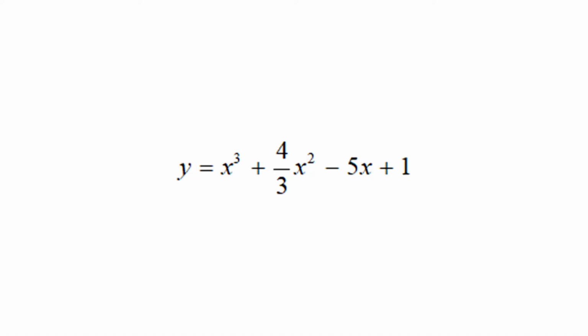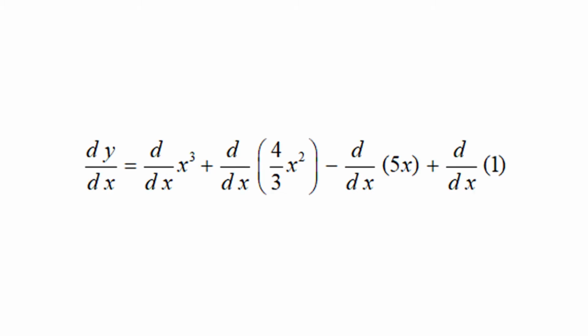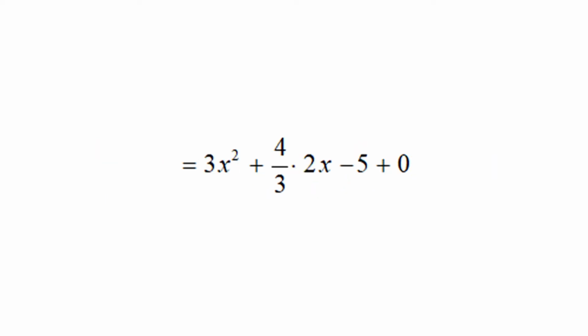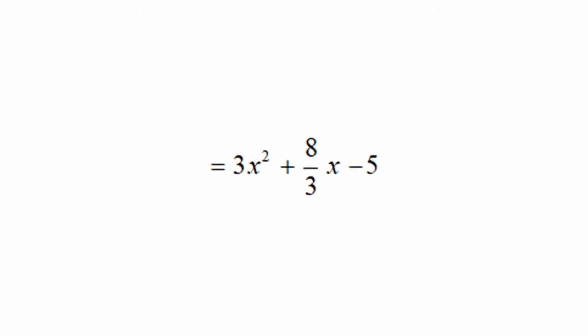As an example, let us find the derivative of y equal to x³ plus 4/3 x² minus 5x plus 1. dy/dx equals d/dx of x³ plus d/dx of 4/3 x² minus d/dx of 5x plus d/dx of 1, which is equal to 3x² plus 4/3 times 2x minus 5 plus 0, which is equal to 3x² plus 8/3 x minus 5.